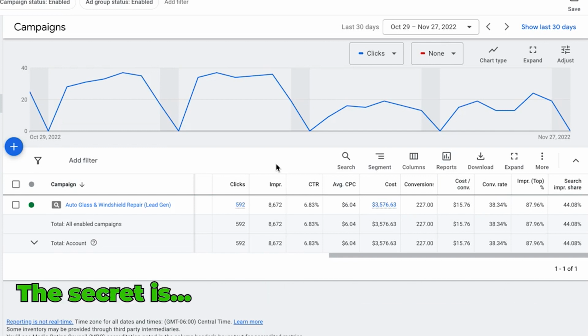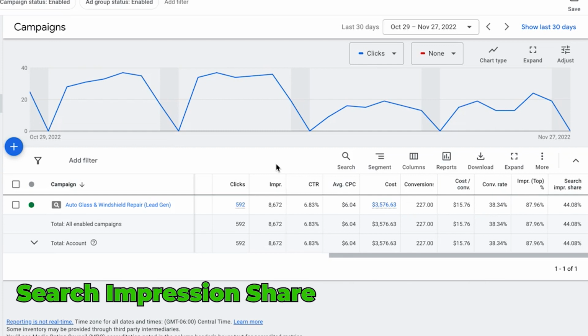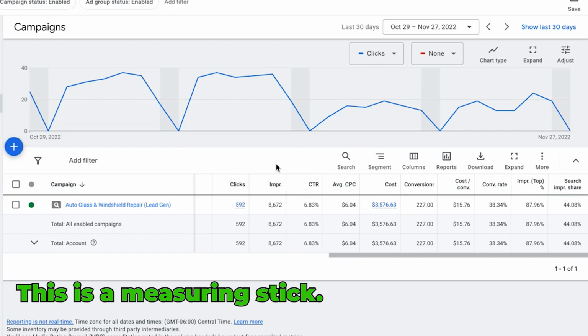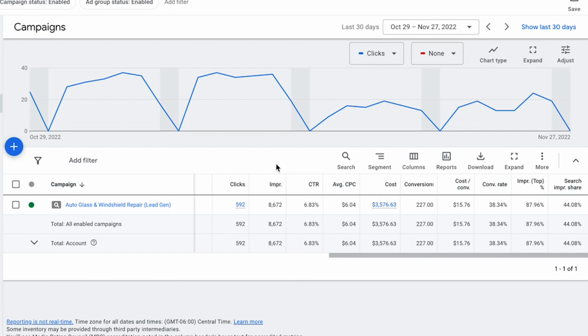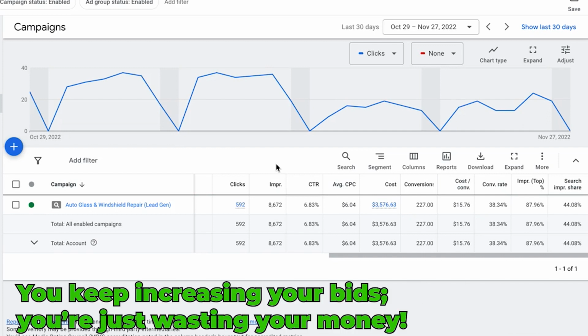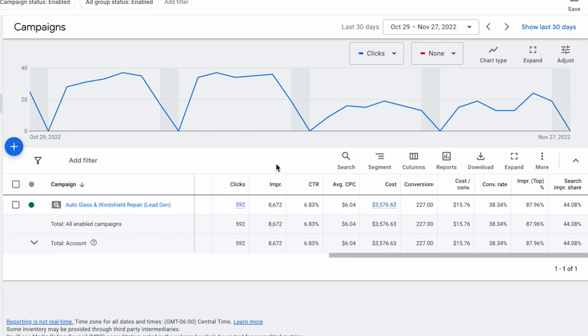And the secret simply is search impression share. If you don't understand what search impression share is, or how important of a metric it is, or how to use it, then you're in big trouble. Because this essentially is a measuring stick, so you can see how much further you can take your campaign in your market, right? How much runway you have, how much more you can scale. Because without this, you could be hitting the ceiling. If your impression share is 100%, and you're hitting the ceiling, and you don't understand how impression share works, you keep increasing your bids. You're just wasting money, a lot of money. So this is why it's important.